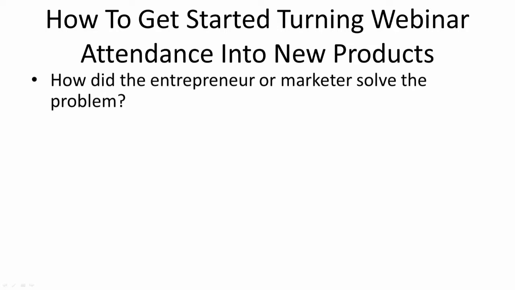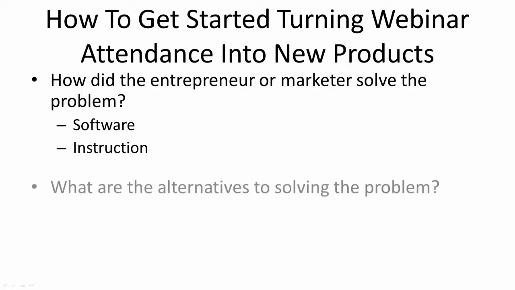Now, how did the entrepreneur or marketer solve the problem? What is it that they did in order to help the people on that webinar actually get to the point where they can overcome whatever is being discussed on that webinar? What did they do? Did they offer a piece of software? Was it something that they automated? Was it some kind of instruction that they were giving that helped the entrepreneur solve the problem?